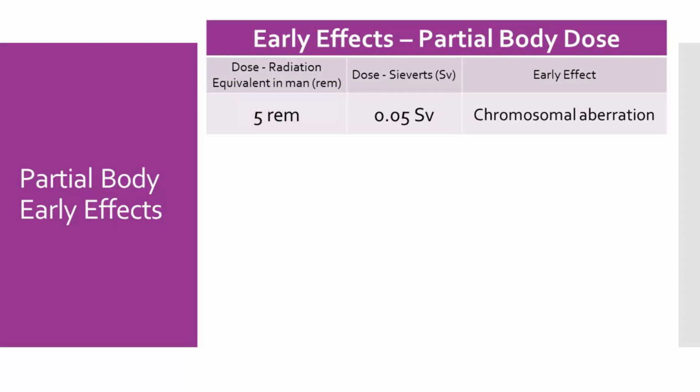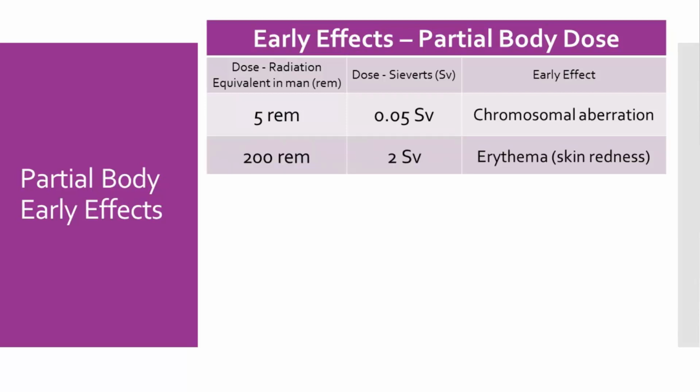As we stated earlier, chromosomal aberrations are seen at 5 rem or 0.05 sieverts. This can occur with total body and partial body exposures. At 200 rem or 2 sieverts, skin reddening can be seen. This is called skin erythema and typically develops hours to weeks after the radiation exposure.